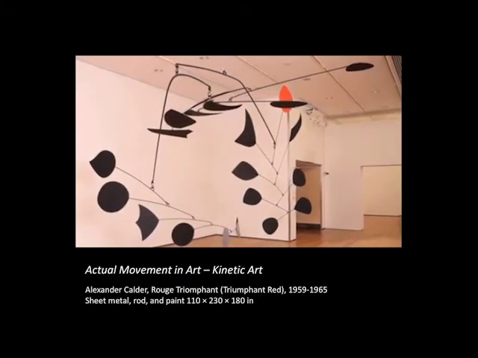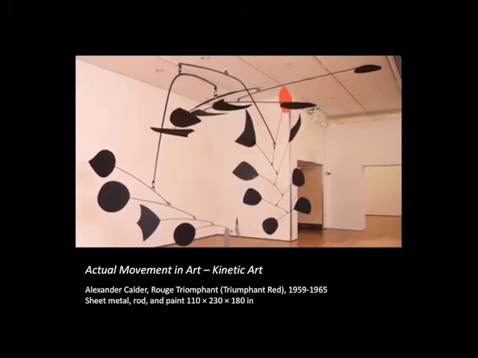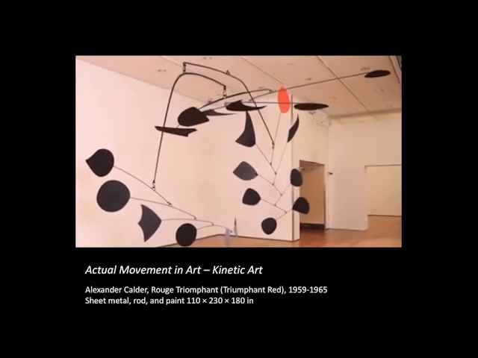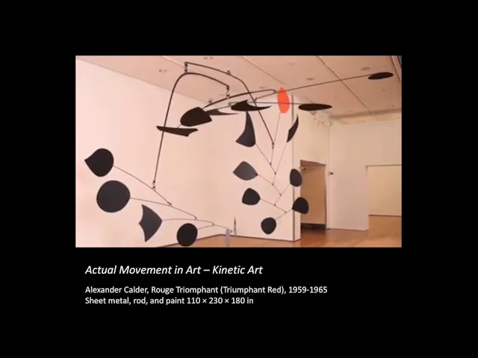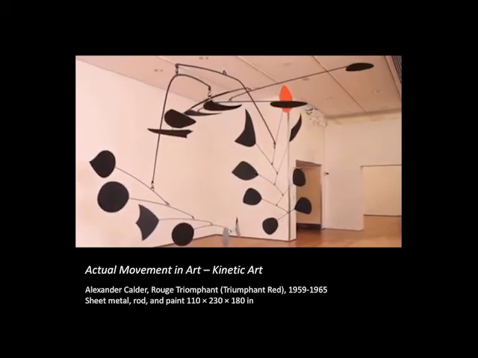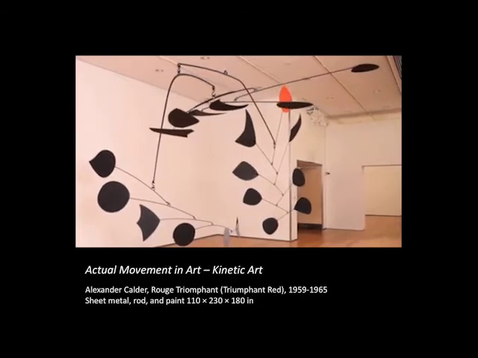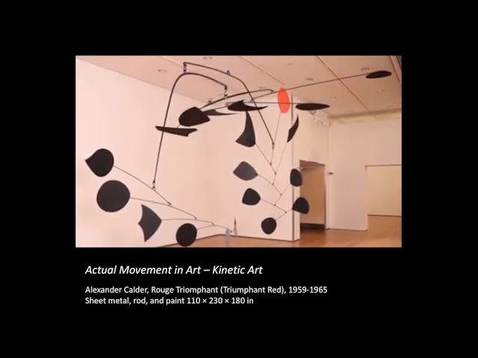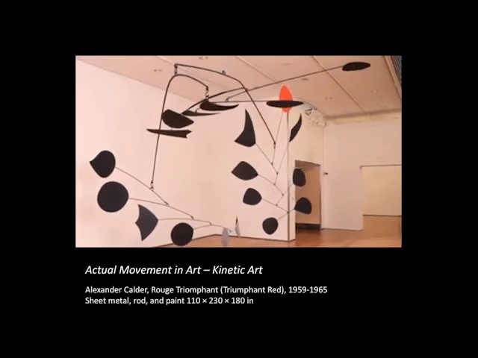Now, actual movement in art, kinetic art, we've talked about it a little bit. We've looked at the kinetic rain, but we're going to look at some more kinetic art. Kinetic art, most of the time, is three-dimensional. Some kinetic art is somewhat two-dimensional. Obviously, you have multimedia, like projections and film, which is still two-dimensional.